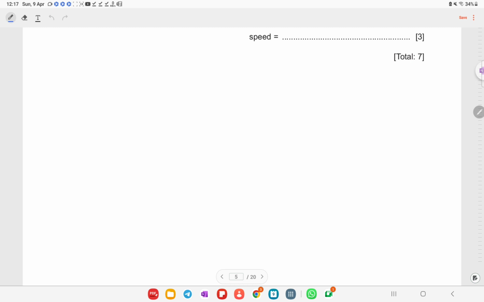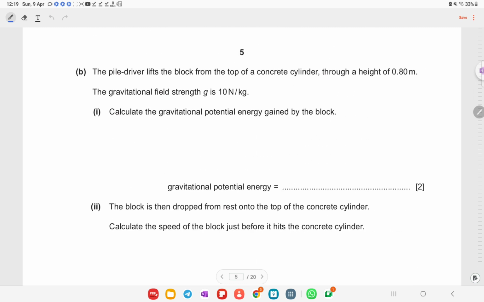Moving to the next question. It states that the pile driver lifts the block from the top of the concrete cylinder through a height of 0.8 meters. The gravitational field strength is this. Calculate the gravitational potential energy. We know that the formula for gravitational potential energy is mgh. Mass is already given, 2.9 times 10 to the power 4. The value of g is this, and the height is 0.8. When you multiply these values, you will end up at 2.3 times 10 to the power 5 joules.